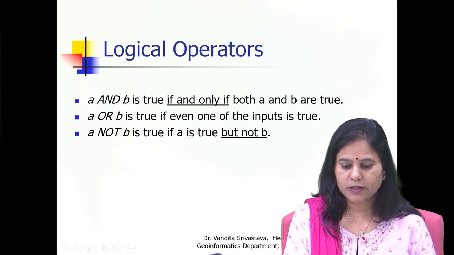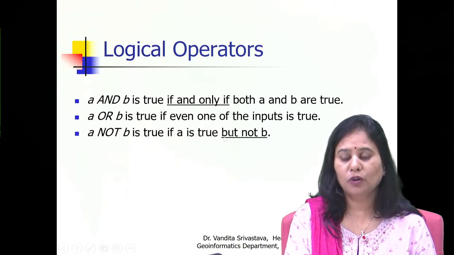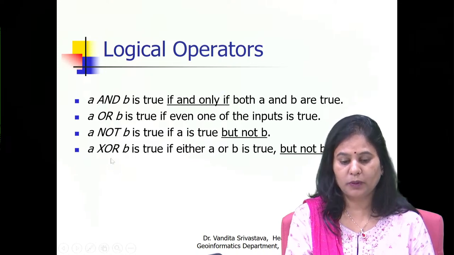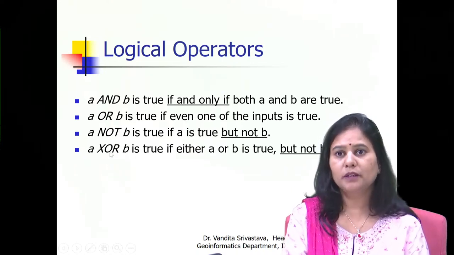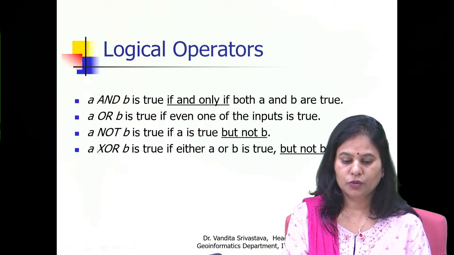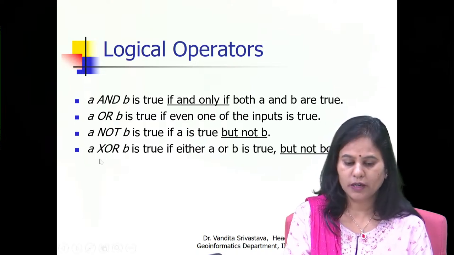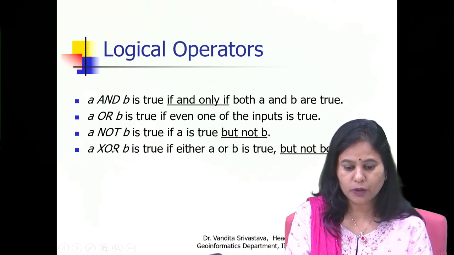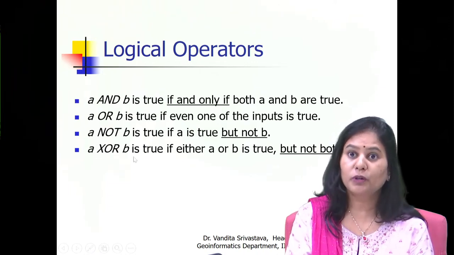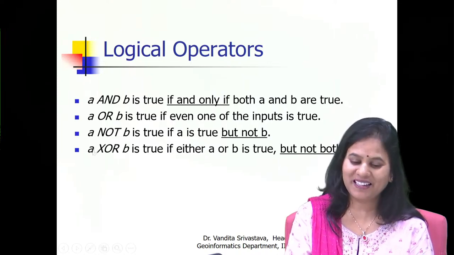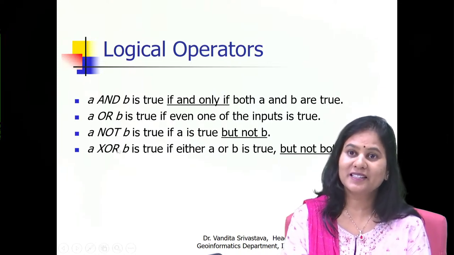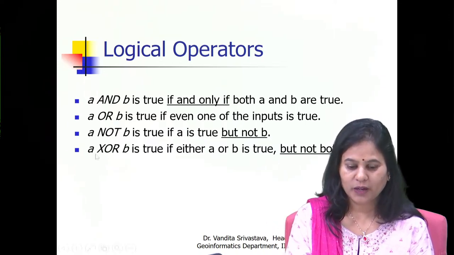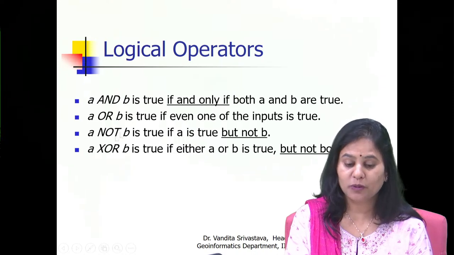A NOT B is true when A is true but not B. Similarly, you can say B NOT A. And then finally A XOR B. XOR is nothing but the mutually exclusive OR, so it is called exclusive OR. It is a mutually exclusive operation, which means A should be true but not B, and B should be true but not A, which means difference. Again, A XOR B is similar to C being assigned as A not equal to B.